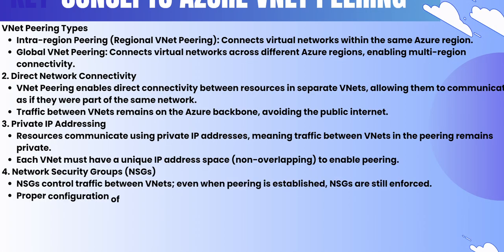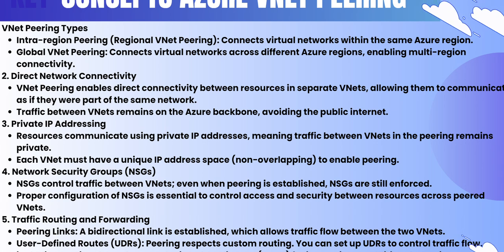VNet peering can be intra-region or global. As we have seen already, we can communicate across multiple regions, and also within the same region. Next, direct network communication: we can even make the networks communicate directly with each other. We will see the configurations and the other things later. And also, as we have discussed, it uses only private IP addresses, and the communications can be controlled over the egress. Though the networks are connected, we can control the traffic over the egress.